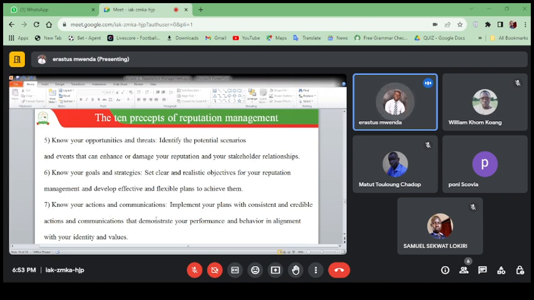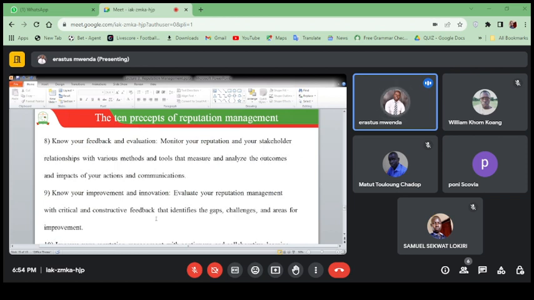And also, you need to know your actions and communications. Implement your plans with consistency. Everything that you have planned to do, make sure you do it to the best of your knowledge, so that you can succeed as a healthcare organization. The eighth one: know your feedback and evaluation.